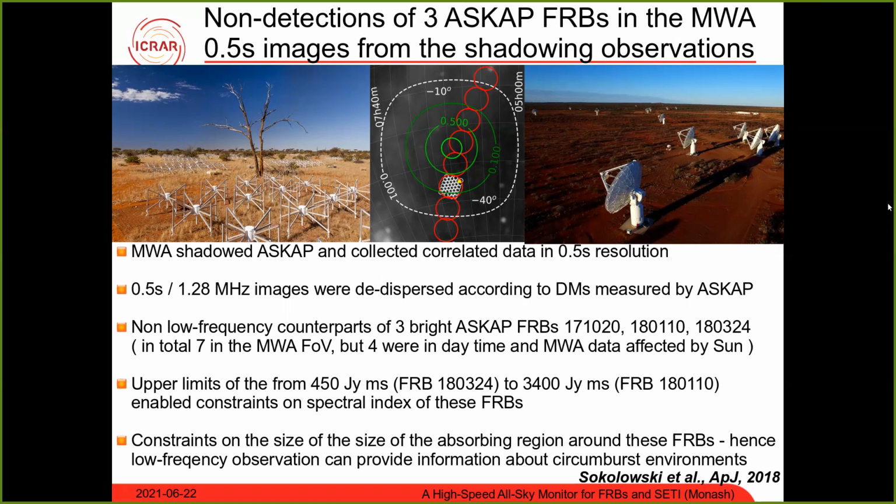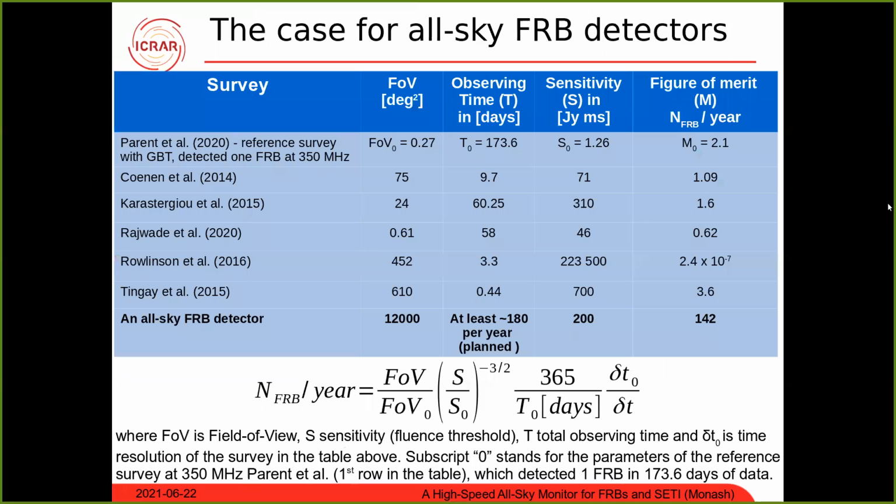We only derived upper limits on fluence at low frequencies, around 170 megahertz, which led to some interesting constraints on the size of the absorbing region surrounding the FRB and some propagation effects. So these are things that low frequencies can be used for. It was also shown in the LOFAR detections. So this was back in 2018. Over many years, there were many so-called blind surveys where they just observed the sky and looked for FRBs, not knowing that there was an FRB, like we had with the ASKAP observations.